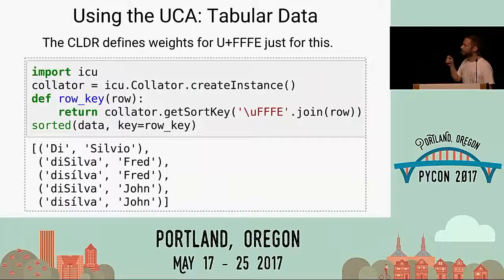And the ICU uses the CLDR data. So its default collation is the CLDR one. So if you join those strings with that special code point, then you finally get the ordering you want, where you're getting the first level distinctions on both columns.